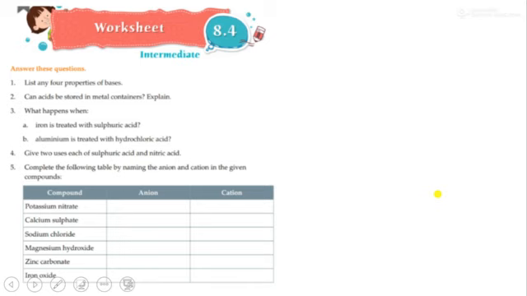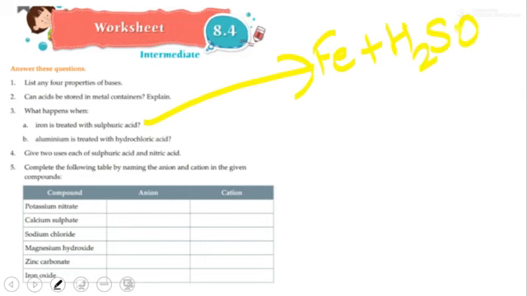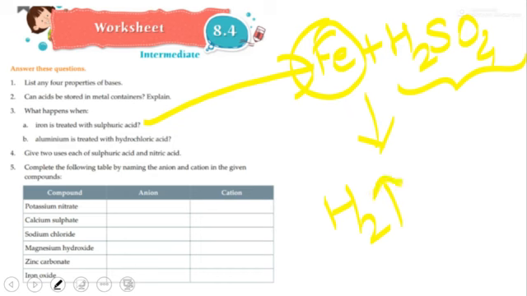Answer the following and list any four properties of bases. I've told you about the acid, so I'm just discussing the third one. What happens when iron is treated with sulfuric acid? देखो, you can write the answer directly, otherwise writing the answer in equation form is the better way to answer it. Iron is Fe and sulfuric acid is H2SO4, which react with each other. देखो, this is a metal which reacts with an acid, so hydrogen gas is evolved. The gas evolution can be shown by an upward arrow, plus iron sulfate will get formed.